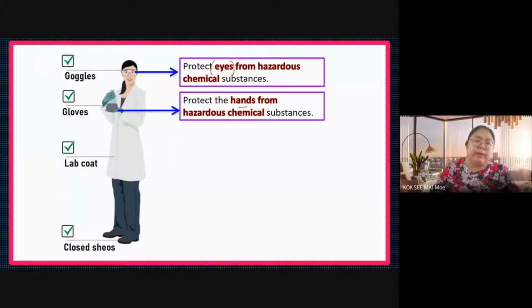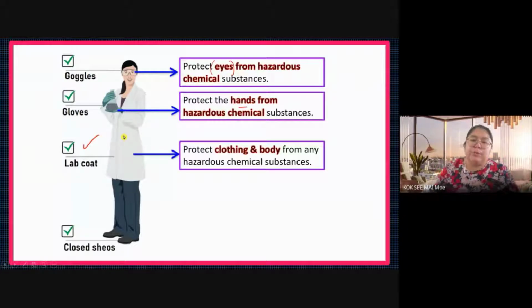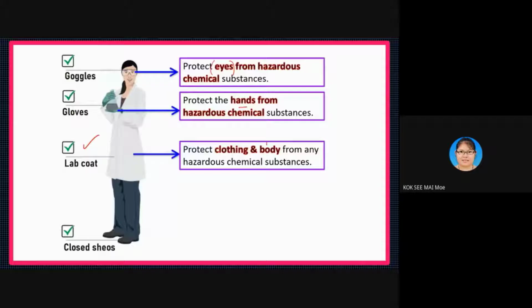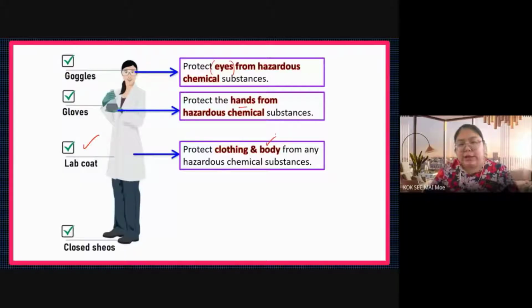Okay, next one should be the lab coat. So the lab coat protects your body from any hazardous chemical substance. Also the same, actually, you can see behind it is the same. First one, protect the eye. Number 2, protect the hand. Then number 3 is protect the body, and also your clothes, because inside you wear clothes. It keeps the clothes from getting colored or stained, anything like this.